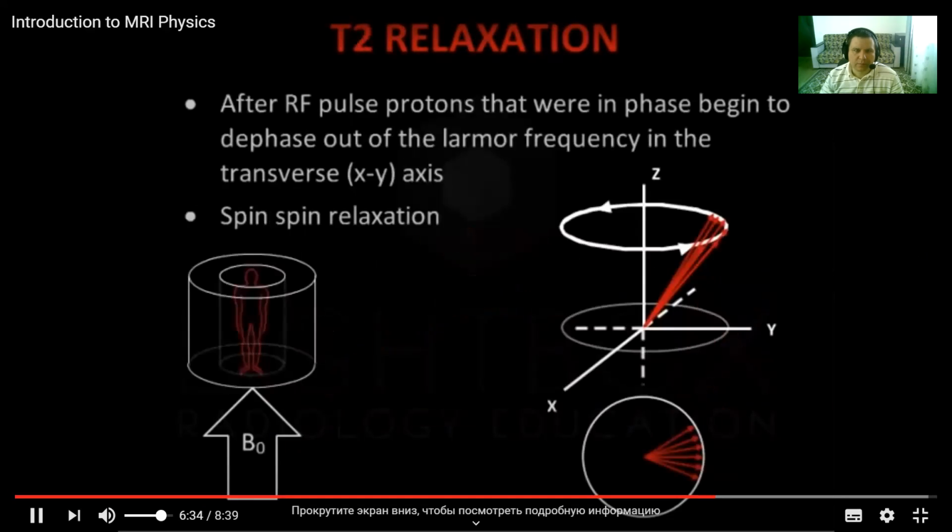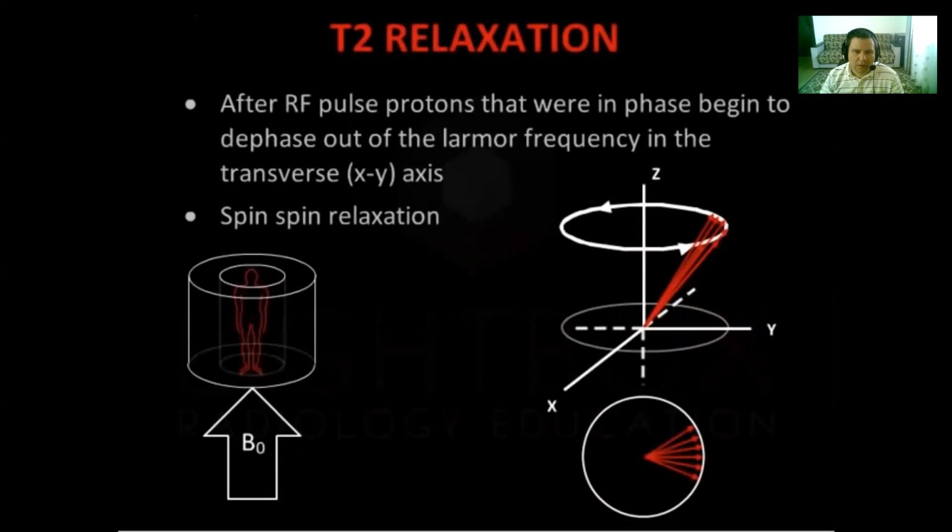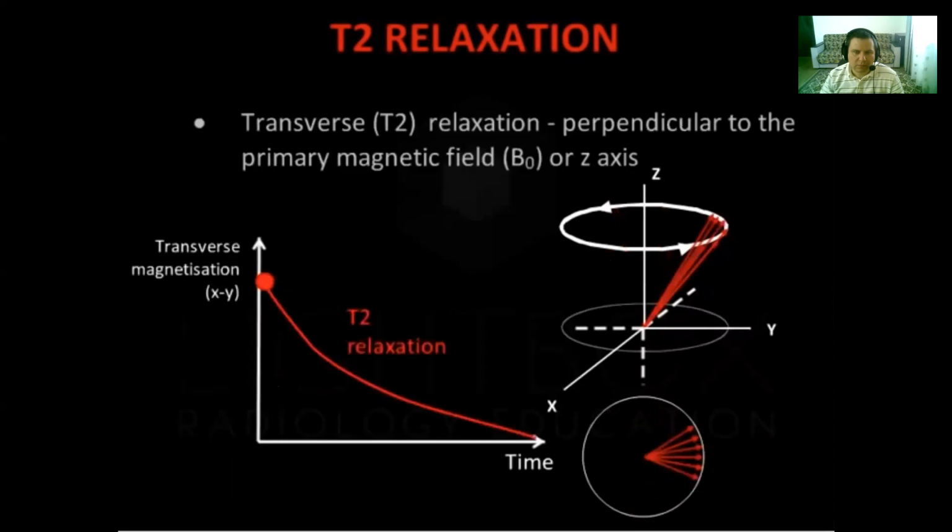After the RF pulse, protons that were in phase begin to dephase in the transverse XY axis. This is known as spin-spin relaxation. This results in a reduction in transverse magnetization. Plotting transverse magnetization in the XY plane versus time, transverse magnetization decreases over time.